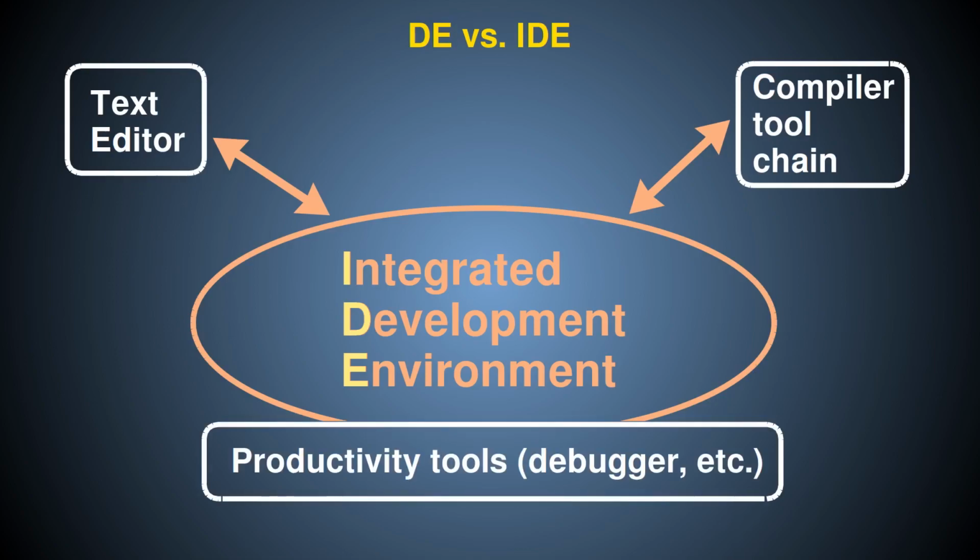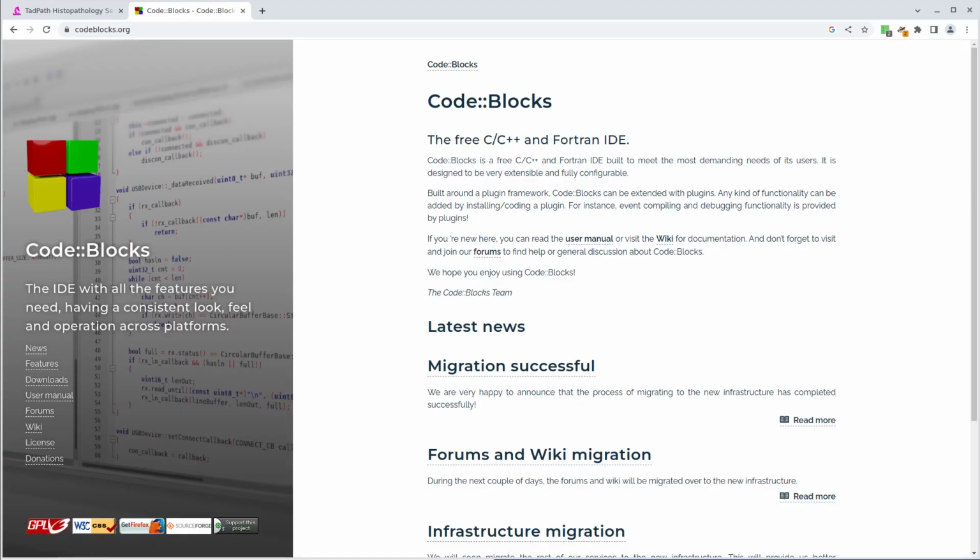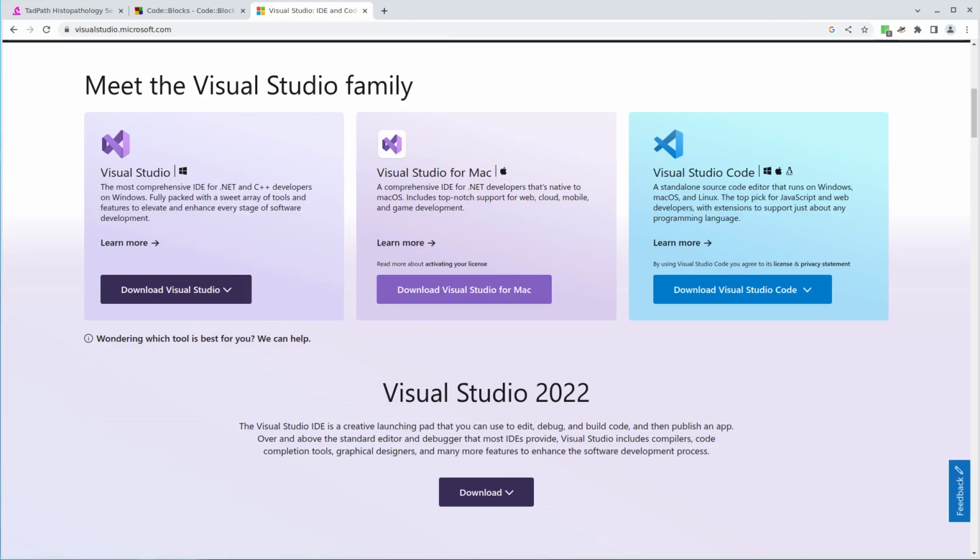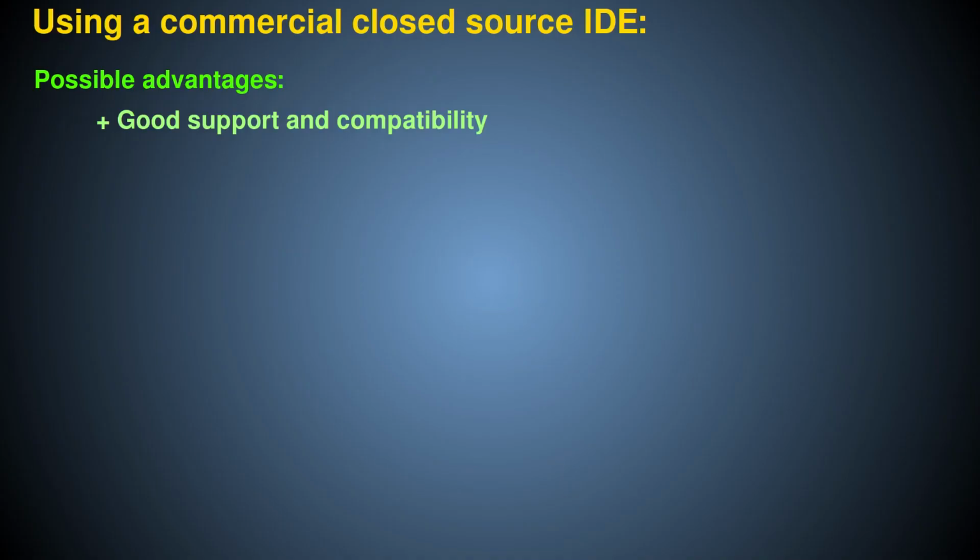Some example IDEs include the free and open source Code::Blocks system that is available for Linux, Windows, and macOS. Another example is Microsoft Visual Studio, which is not open source but has a version which you can use without paying money under the terms of a restrictive Microsoft license. There are advantages and limitations to each IDE depending on your needs.